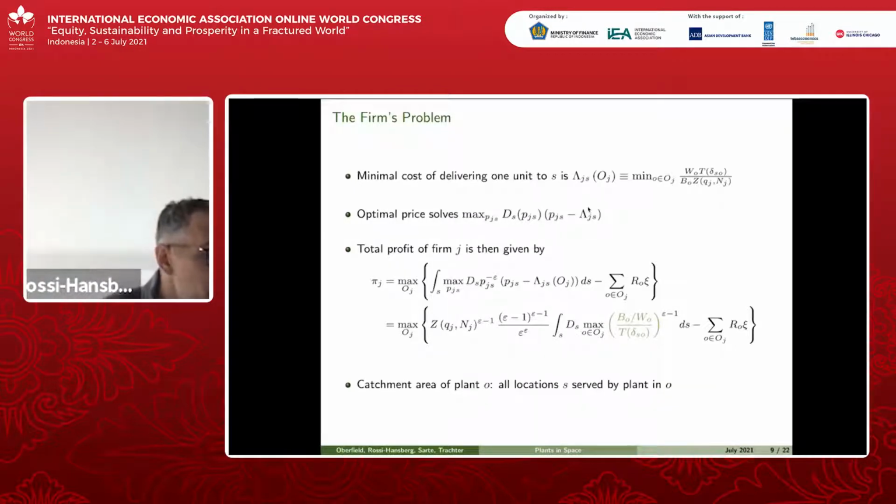And so once you put it all together, you have the problem of how to serve customers conditional on where your plans are. So namely, you are minimizing the cost of serving a customer conditional on where your plans are. What is that? Well, you have to pay the wage, you have to pay the transport cost, and this is your productivity of serving it from a particular plan.